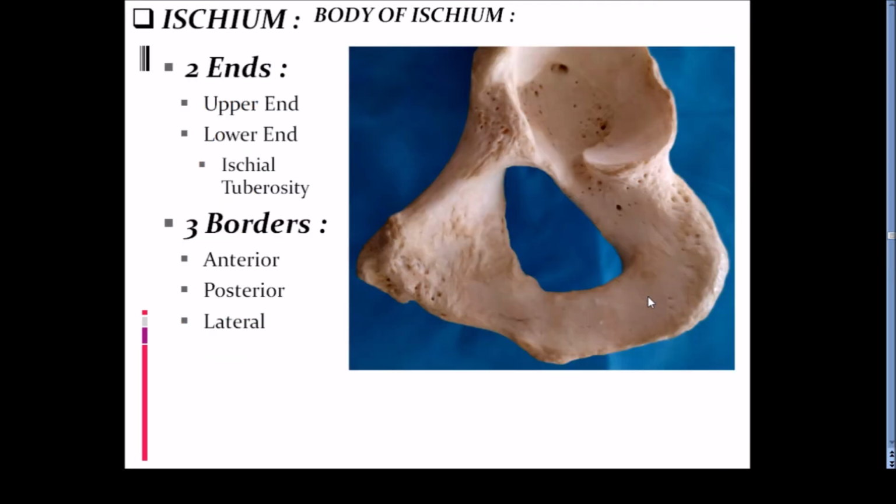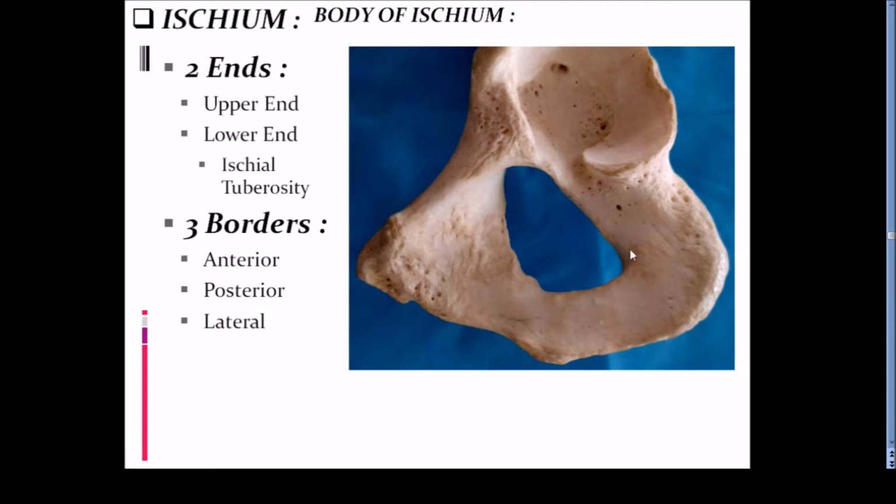So first we discuss the two ends of body of ischium. The upper end of ischium forms the posterior-inferior 2/5 portion of the acetabulum, while the lower end of ischium forms the ischial tuberosity, and from this ischial tuberosity the ramus of ischium arises and it fuses with the inferior ramus of pubis, forming the conjoined ischiopubic rami.